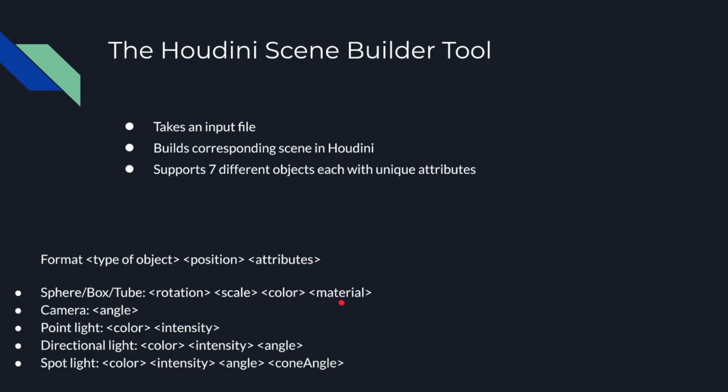The materials are all of the materials included within Houdini's material gallery, which includes some pretty cool materials like bricks, marble, concrete, metal, and a lot more. Down to the camera, it just has a single attribute, the angle at which you want to point the camera. And lastly, we have three different lights.